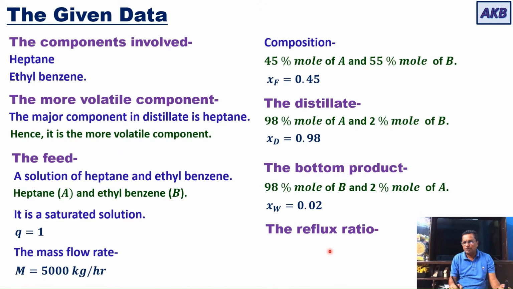Then the reflux ratio that is to be used to find the number of ideal stages is given to us. It is 2.5. R is 2.5. So this is the information that is provided to us, and we are supposed to use this information to do all those calculations to find out the quantities that are supposed to be calculated based on all this given data.